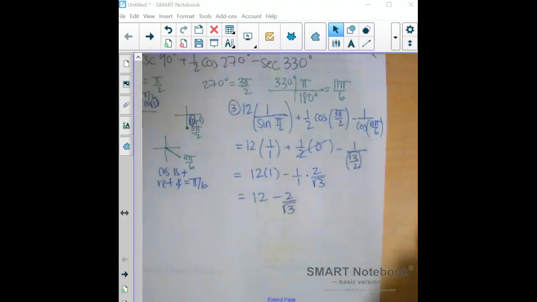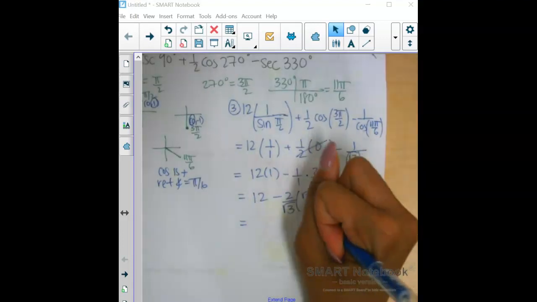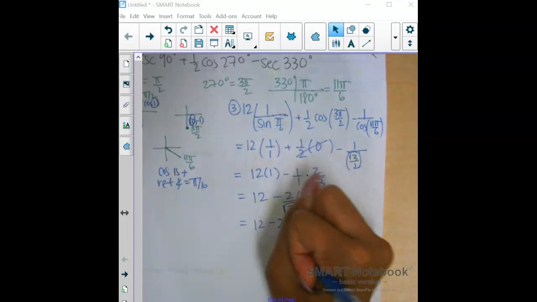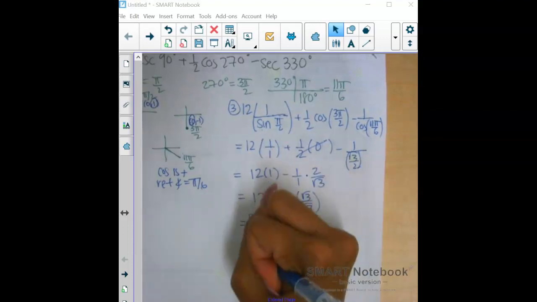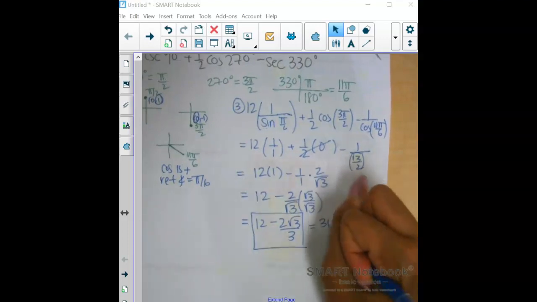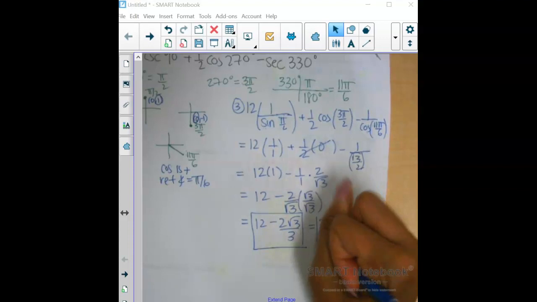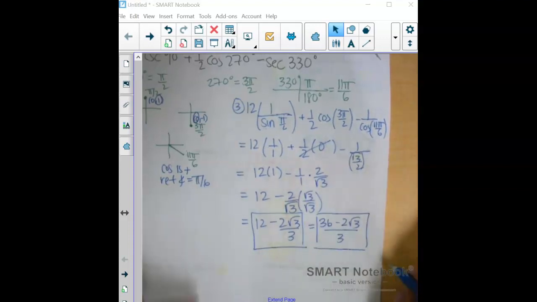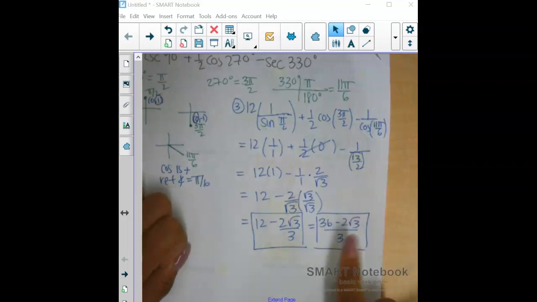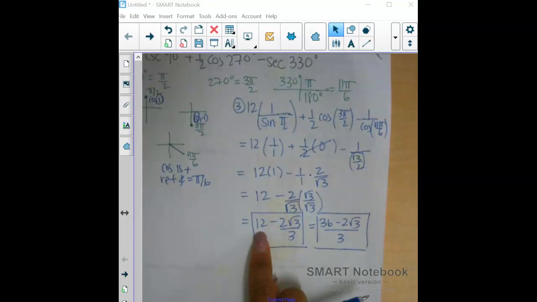And what do you think I'm going to make you do here? Rationalize. So this will be square root of 3 over square root of 3. So 12 minus 2 square root 3 over 3. What's another way to write that? 36 minus 2 square root 3 over who? 3. How'd you get that? Multiply 12 by 3. If you want to get one big fraction for your answer, this will probably be how your multiple choice questions look. Multiply the numerator and denominator here by 3.